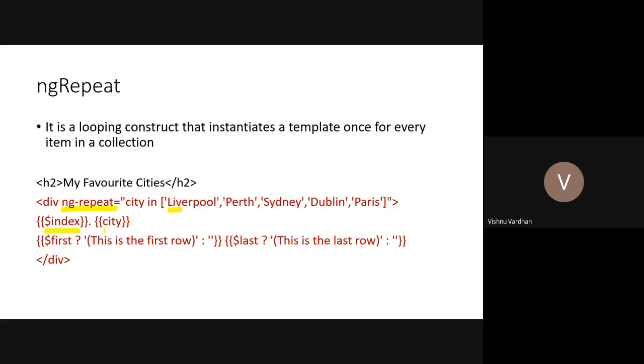Not only that, it also provides some special identifiers, such as whether this is the first value in the collection, or whether this is the last value in the collection. All these can be easily identified with the predefined scope objects and accessed by using the ng-repeat directive. Here Liverpool, Perth, Sydney, Dublin, Paris are all getting printed, and for the first item it shows Liverpool, the first row, and for the last it shows Paris, the last row.